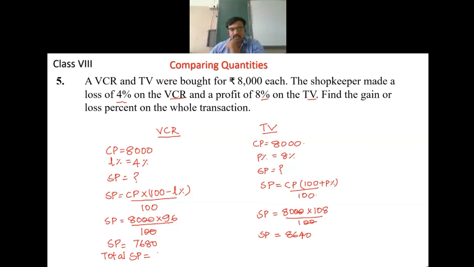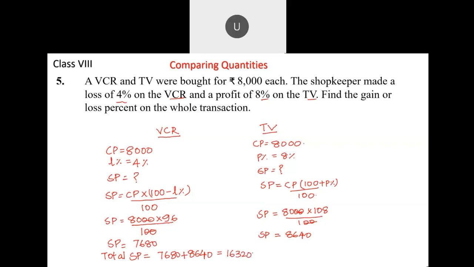Now let me find the total selling price. The total selling price is 7680 plus 8640, and the sum will be equal to 16,320. Correct. Now the total cost price is 8,000 plus 8,000.